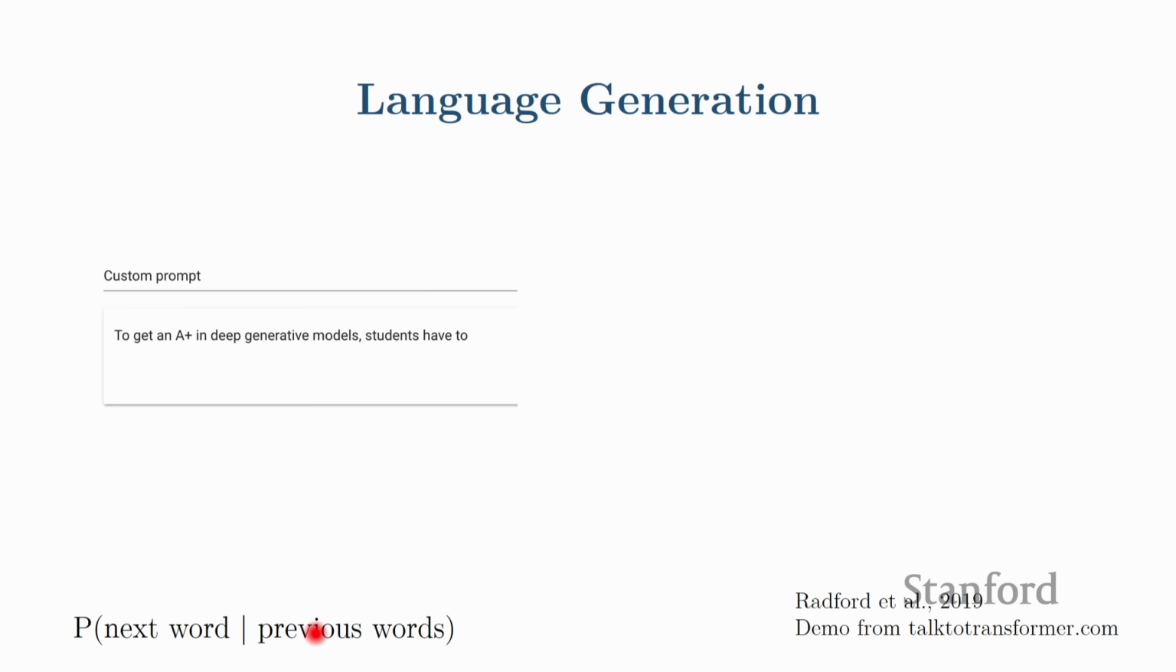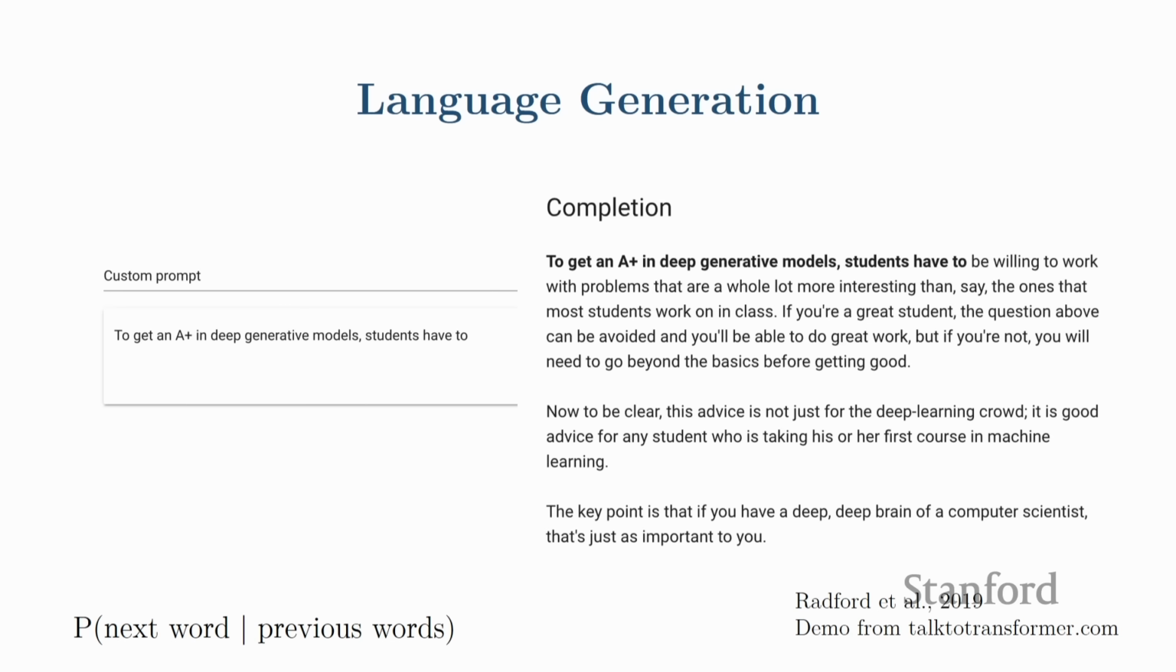For example, this was an old language model from 2019, I think, where you can ask the model to continue a sentence that starts with, "To get an A+ in deep generative models, students have to," and then let's see what the language model does. It completes it for you, and it's somewhat reasonable: "They have to be willing to work with problems that are a lot more interesting." Not great, not perfect by today's standards, but again, when this thing came out, it was pretty mind-blowing that you could build a model that can generate this quality of text.